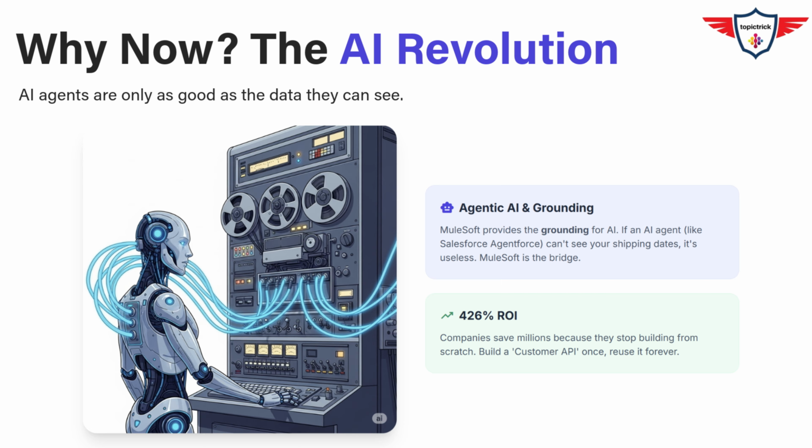Now, why is this so important right now in 2026? Two words: Agentic AI. Everyone is talking about Salesforce Agentforce and AI agents. But here's the secret. An AI agent is only as good as the data it can access. If an AI agent can't see your inventory or your shipping dates, it's useless. MuleSoft is the bridge that connects AI to the data. MuleSoft provides the grounding for AI.